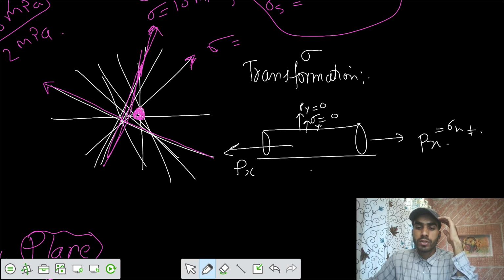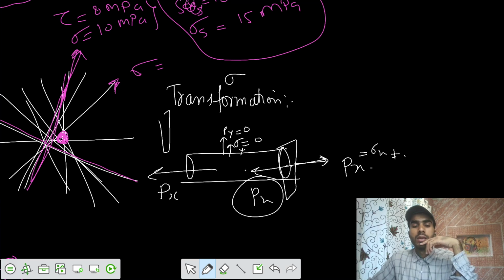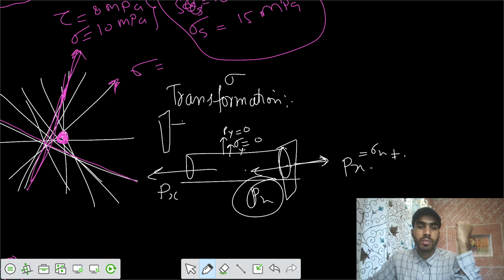So stress transformation means that on a particular plane, let's say this is your particular plane, you are applying a stress of Px. So then stress becomes sigma x. You are applying a stress of sigma x on this particular plane, and sigma is 0 in the y direction, so you are applying a sigma x here.